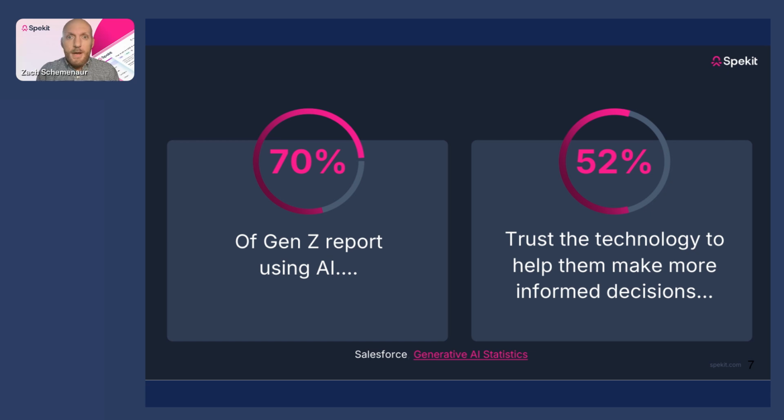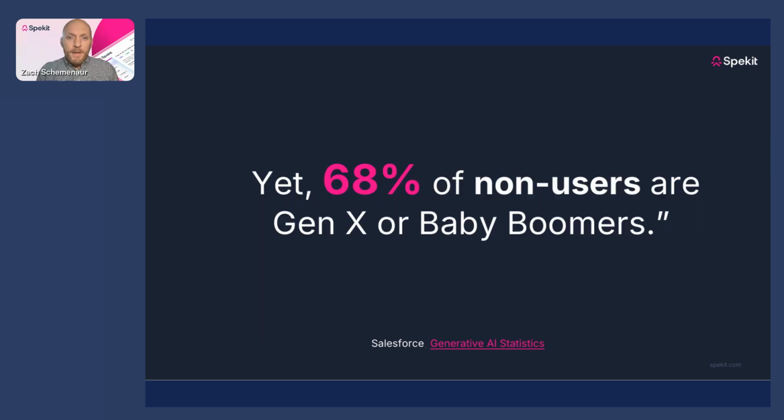Which seems really, really great. We've got this new technology. We've got a large group of people that are adopting that, which means that we should be using it really well, right? But 68% of non-users are Gen X or baby boomers. So while we have one group of people that are using it and they are adopting it and they trust it to make decisions, simultaneously, we have a large portion of our teams who seem to be trailing behind.